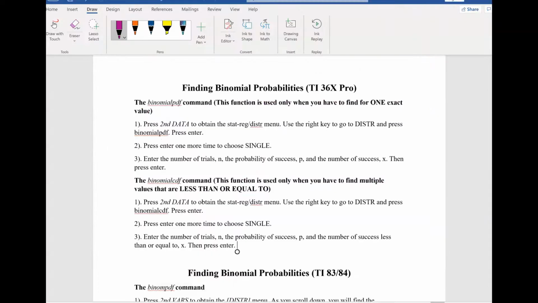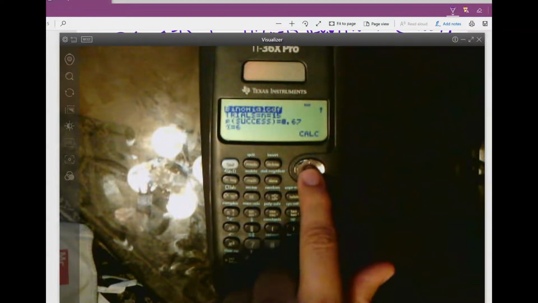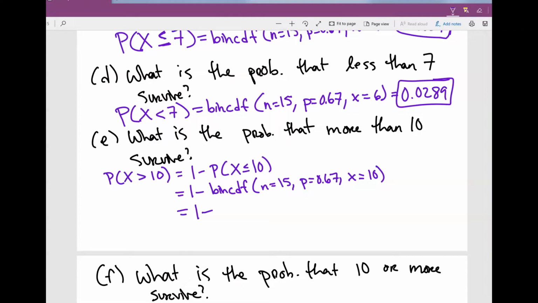You're going to do second data, distributions, down to binomial CDF. Everything's the same, except this one's going to change to a 10. That gives me 0.5852. Then all we have to do is subtract these 2 numbers. So let's go to our calculator: 1 minus 0.5852 gives me 0.4148.